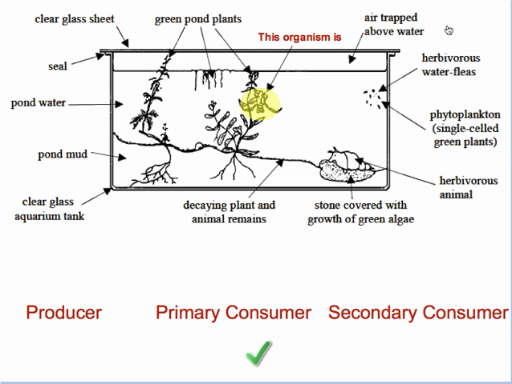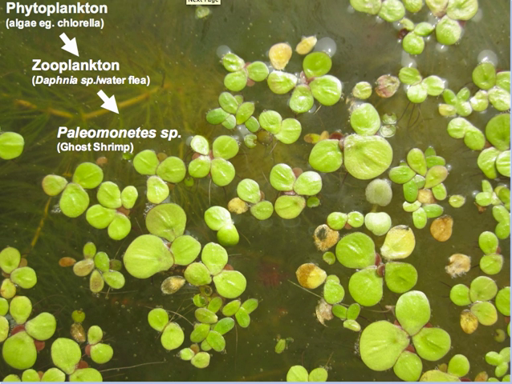first trophic level. And the fact that it feeds on the herbivorous water fleas, that would also make it a secondary consumer. So it's clear from this that organisms within a community can feed at several different trophic levels at the same time. And here is an example with our ghost shrimp, Palaemonetes.